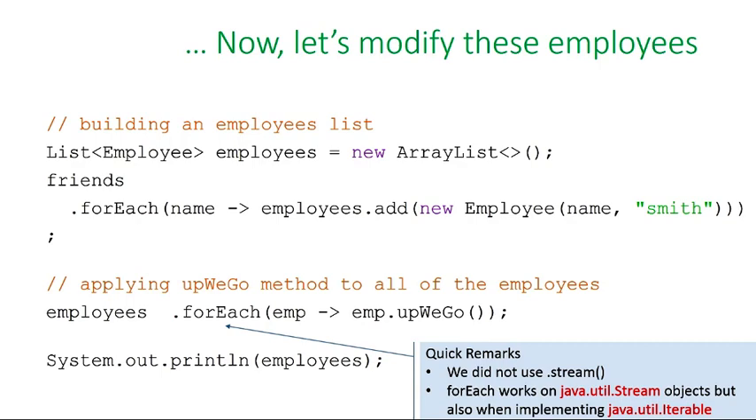Yeah, question? In the previous slide, when you were mapping to uppercase, we used the String class with the colon and the toUpperCase method. Can we use the same with upWeGo? I know my class is Employee, and because I haven't made the method static, I'm going to use it with a reference.